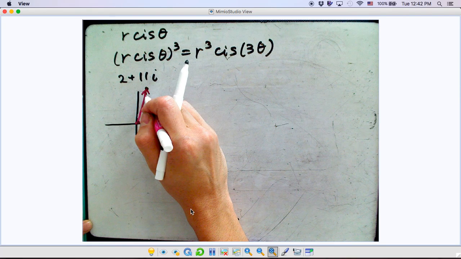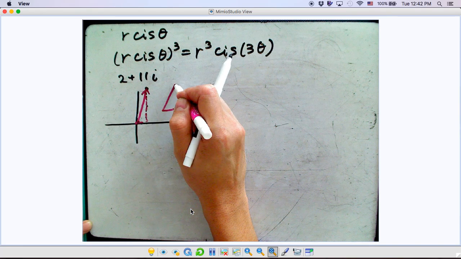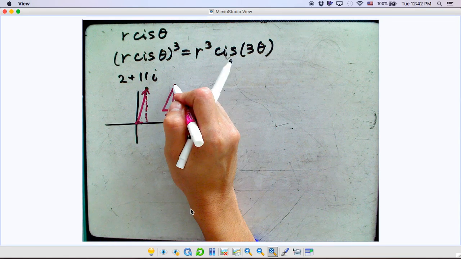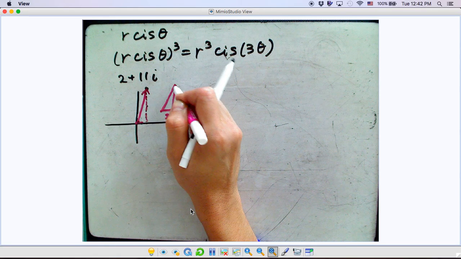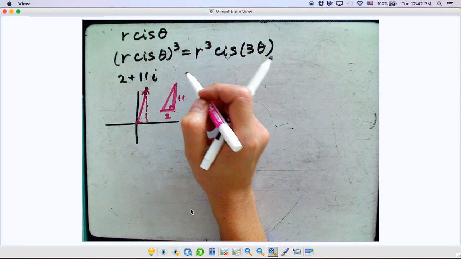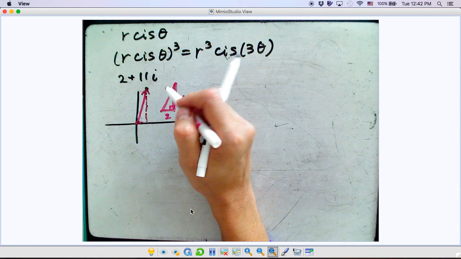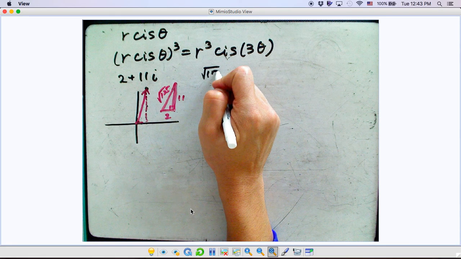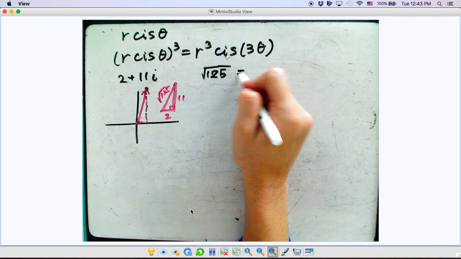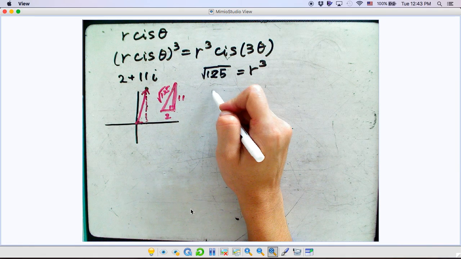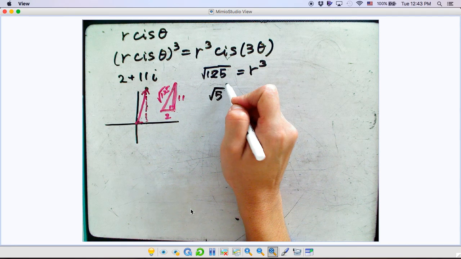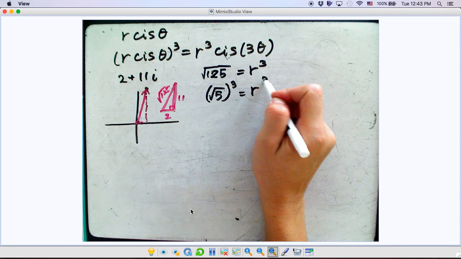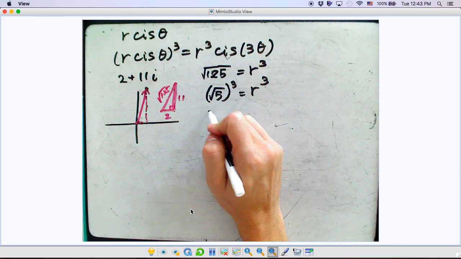So if you look at it, this is a right triangle with 2 for the base, and the height is 11. So using the Pythagorean theorem, you'll find that the magnitude, or the hypotenuse of the triangle, is square root of 125. So square root of 125 is equal to r cubed. But we know that square root of 125 is square root of 5 times square root of 5 times square root of 5, which is square root of 5 cubed. So we can cancel out both sides, so we'll know that r equals square root of 5.